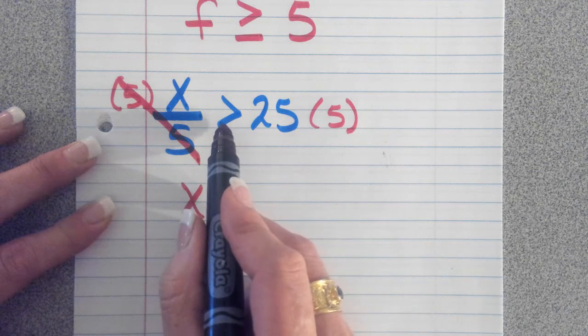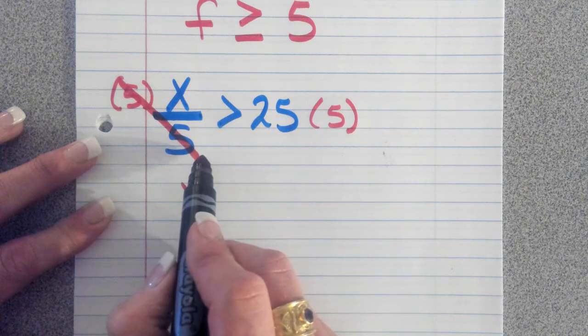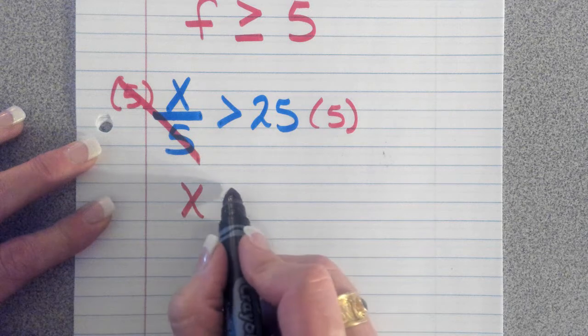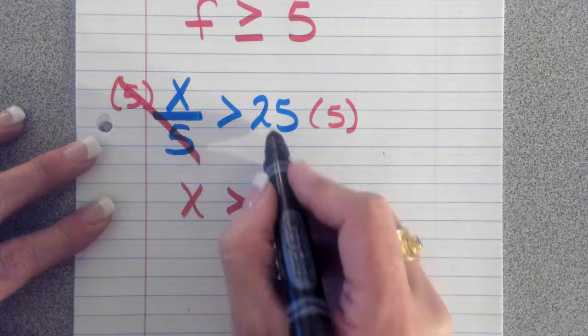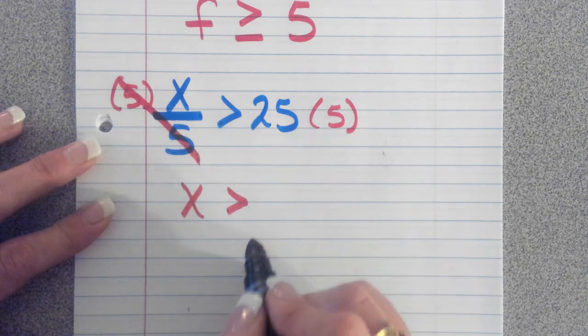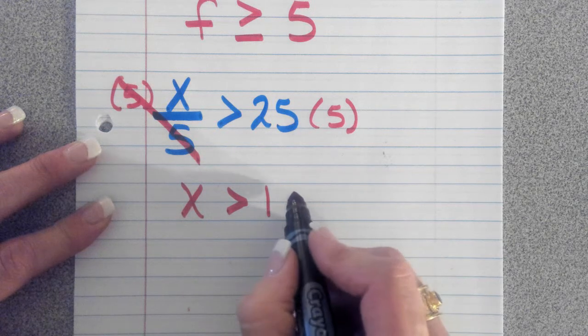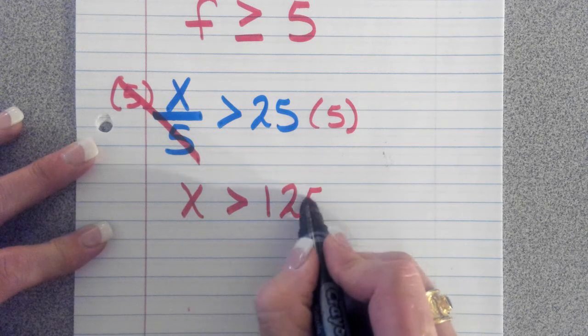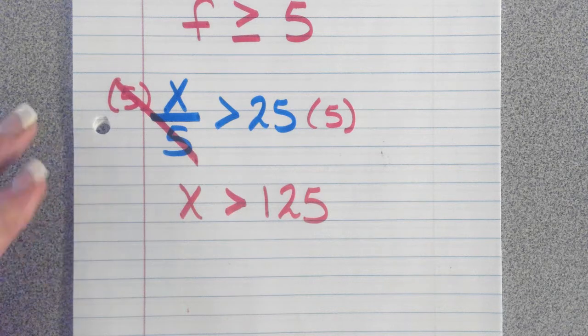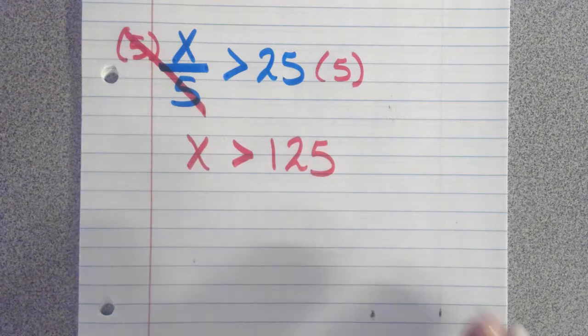Do I flip it here? Did I multiply or divide by a negative? No. So I don't flip it. Keep it the same direction. And then what's 25 times 5? 25, 50, 75, 100, 125. Cool. All right, last one.